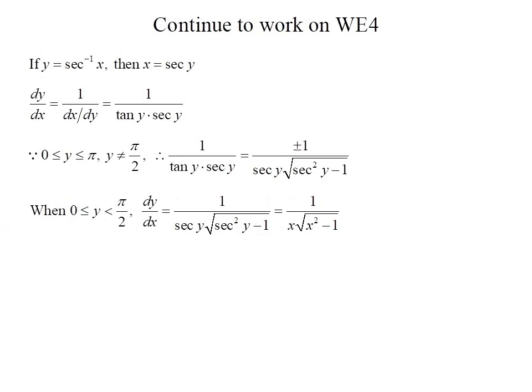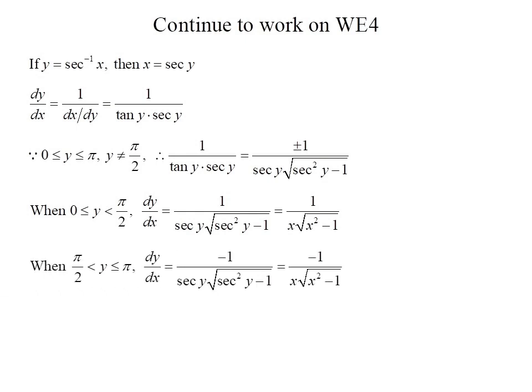When y is greater than or equal to 0 but less than pi over 2, tangent y equals the square root of the square of secant y minus 1. Hence, the derivative of arc secant x equals the reciprocal of the product of secant y and the square root of the square of secant y minus 1, which equals the reciprocal of the product of x and the square root of x squared minus 1.